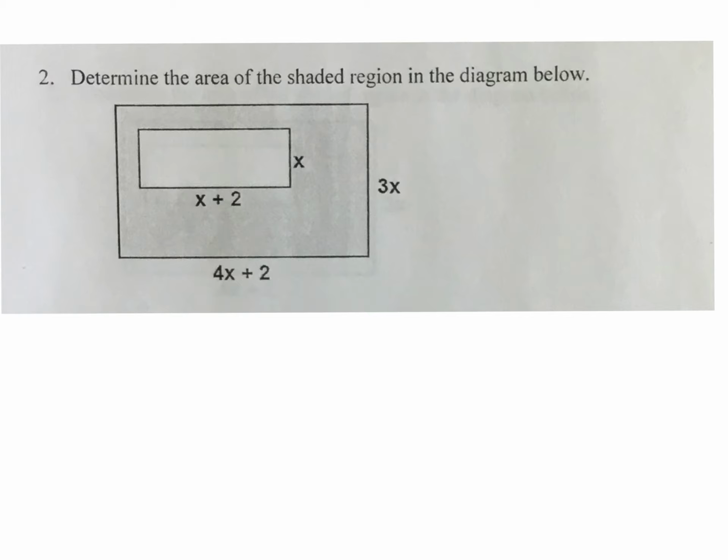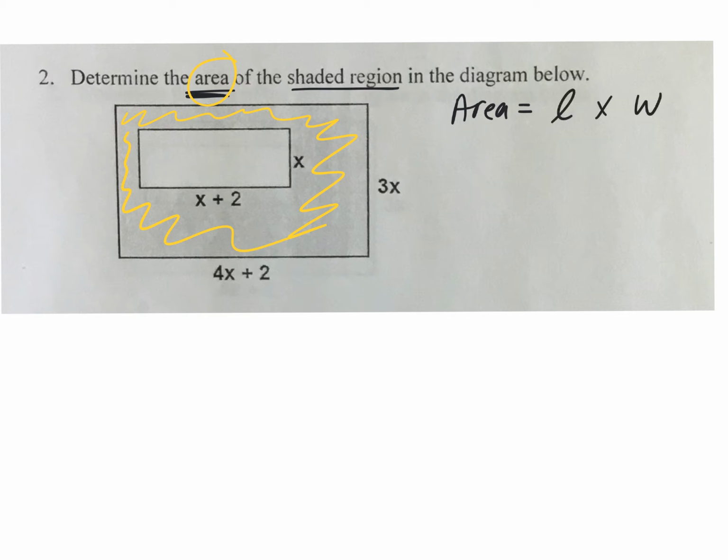You're trying to find the area of the shaded region, so just this part. A lot of you knew the strategy. You knew what you had to do. What did you have to find in this question? The area of the shaded part. And what is the shape? A rectangle, right? So area of a rectangle is length times width.